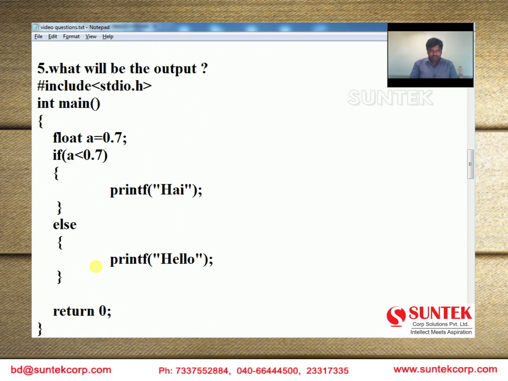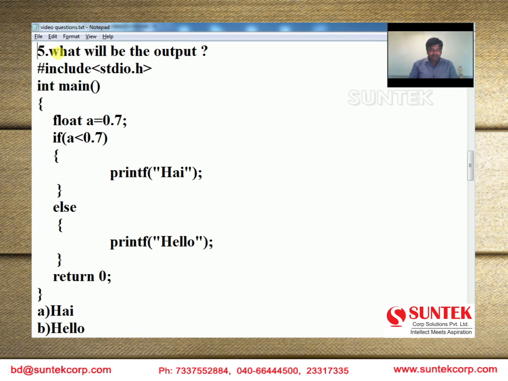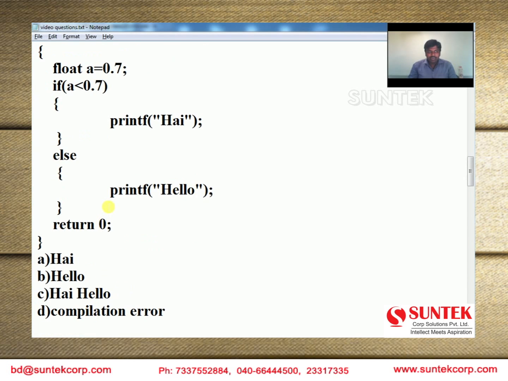Okay, now what is the next question? What is the output of this program? Here float a equals 0.7. If a is less than 0.7, then what is the output? Hi or hello? Okay, we'll check it.